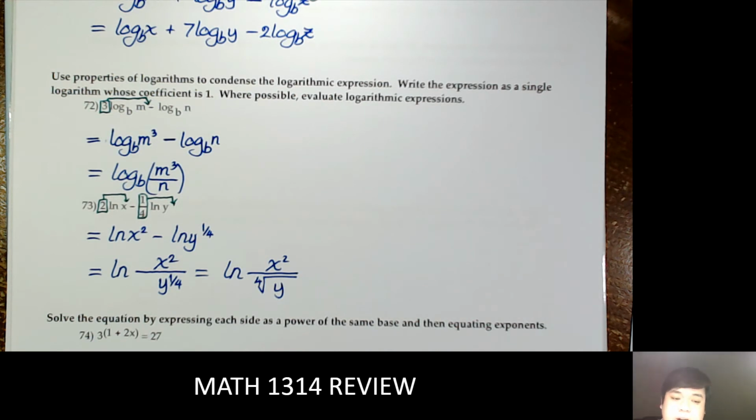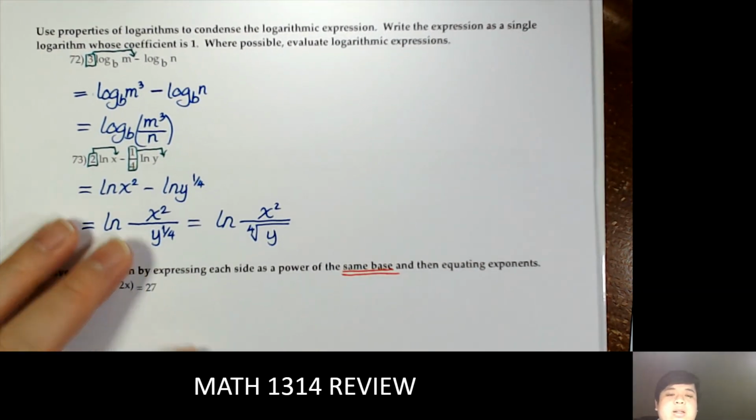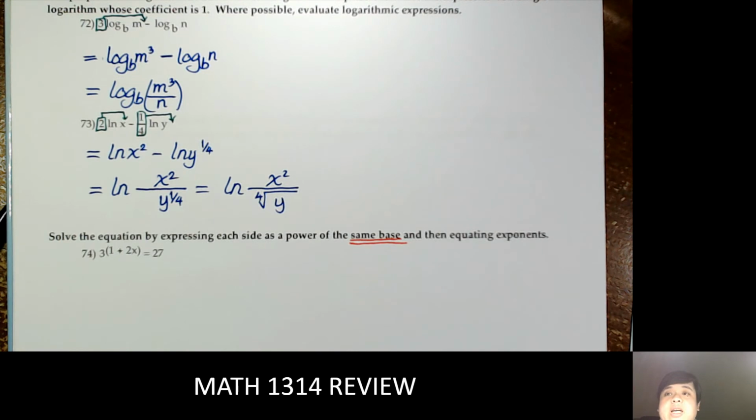Next we have exponential equation. So this one is when we have the same base. Either we have the same base, then it will be easy. If we don't have the same base, we will take the ln on both sides.